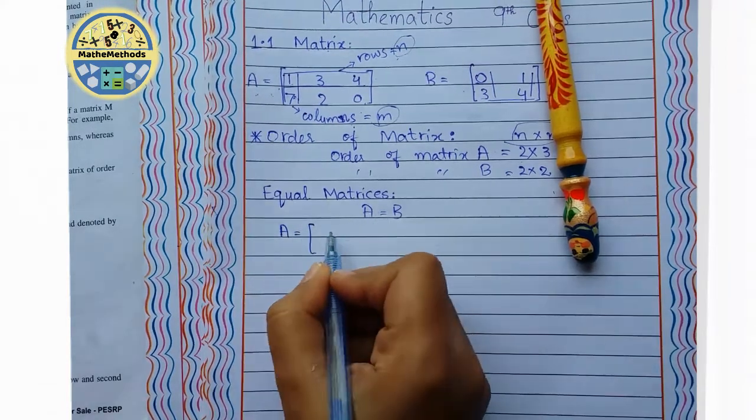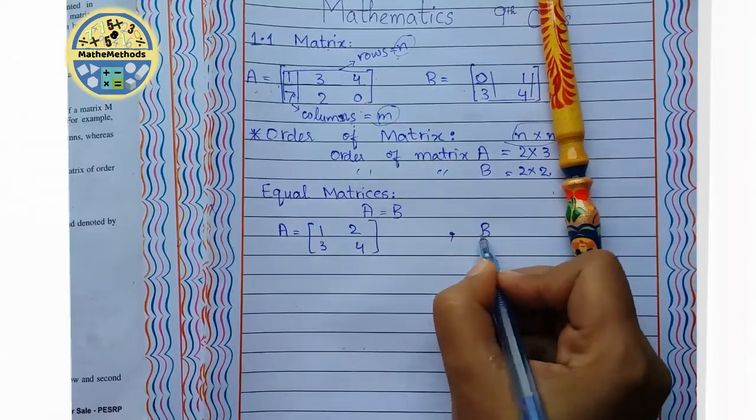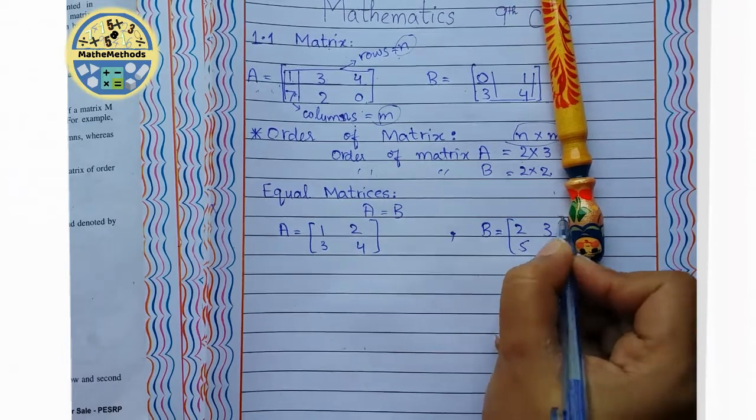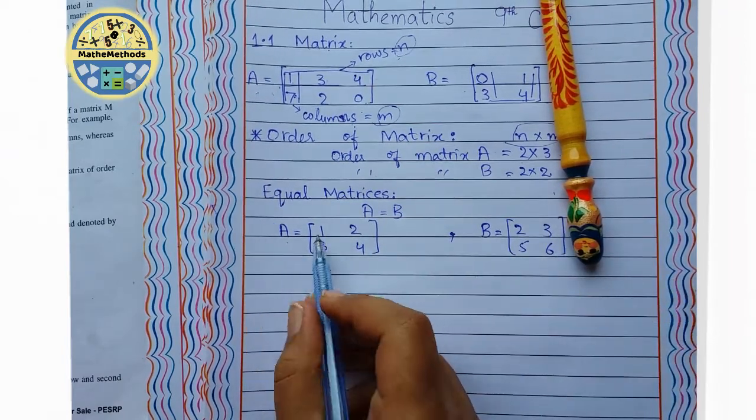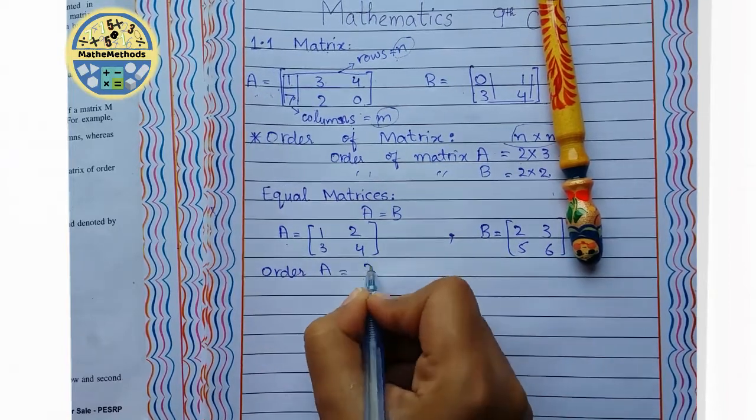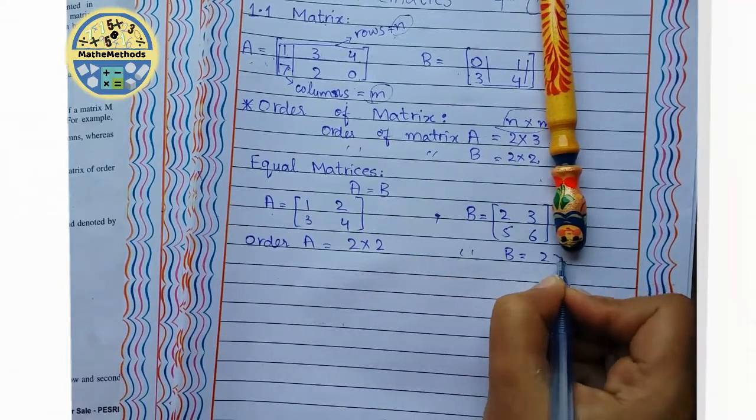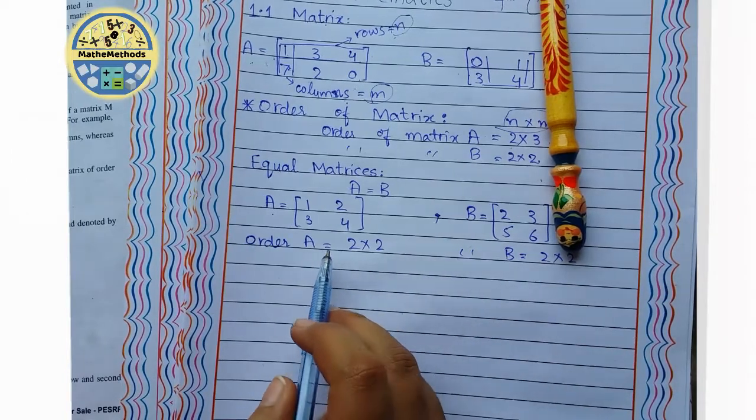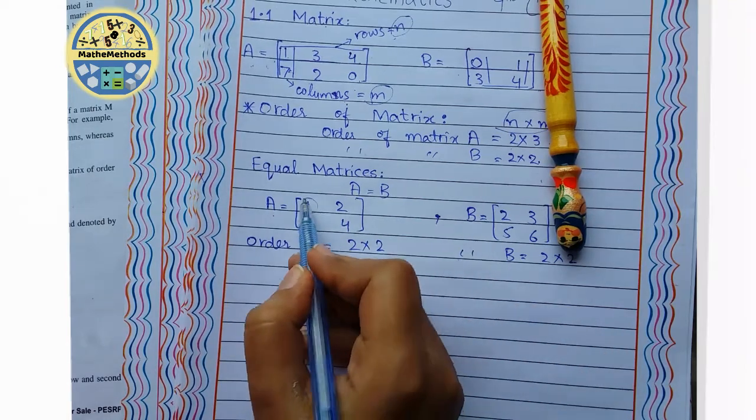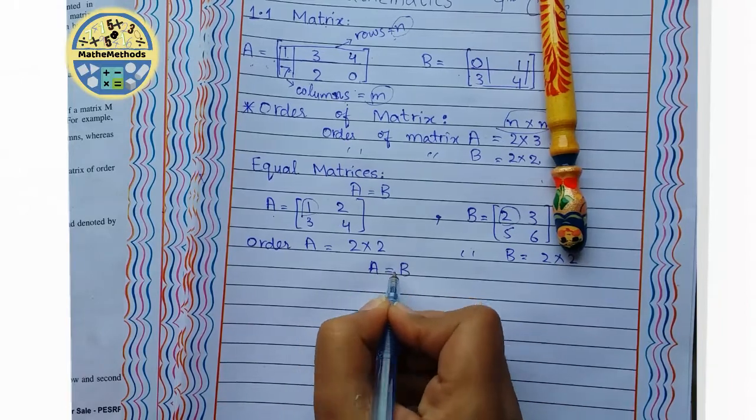Matrix A is equal to 1, 2, 3, 4, and the matrix B is equal to 2, 3, 5, 6. As you can see, the order of A is equal to 2 cross 2 and the order of B is equal to 2 cross 2. We can see the order of both matrices are equal, but their corresponding entries are not equal. So we can't write A equals B.